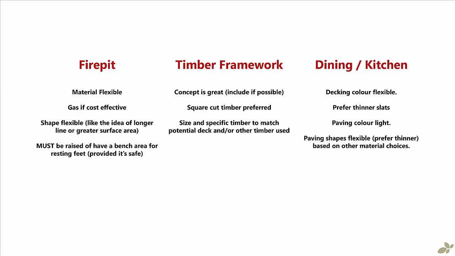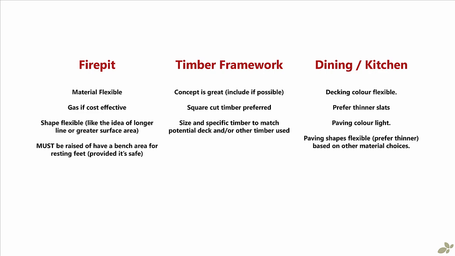Dining and kitchen area. Decking colour is flexible. I do prefer thinner slats. And the paving colour, I think I prefer a lighter colour. Paver shape is also flexible. Again, I prefer thinner, but I can base it on other material choices.